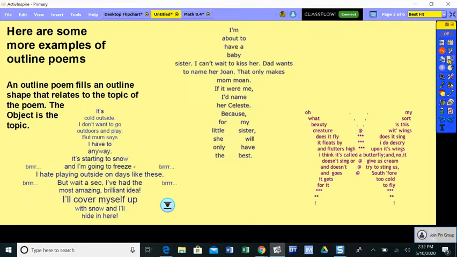So an example is there's a picture of a snowman. It's cold outside. I don't want to go outdoors and play, but mom says I have to go anyway. It's starting to snow and I'm going to freeze. Brr, brr. I hate playing outside on days like these. Brr. But wait a sec. I've had the most amazing, brilliant idea. I'll cover myself up with snow and I'll hide in here. Snowman.